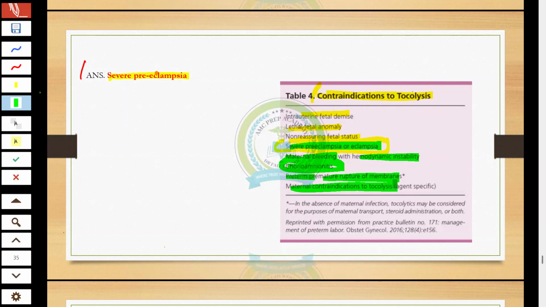Does it make sense, doctors? So these are the contraindications. You must know about this. Chorioamnionitis and severe preeclampsia, these two are extremely important, so you must know about this. And then preterm premature rupture of membranes and maternal contraindications to tocolysis. Should we move to next, doctors?